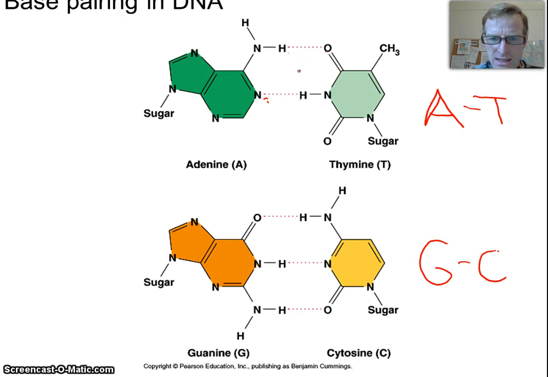When we look at guanine and cytosine, we can see they form actually three hydrogen bonds because they have three sets there. So A and T bond together because that's how they'll form hydrogen bonds, and guanine and cytosine will form those three hydrogen bonds in their arrangement.